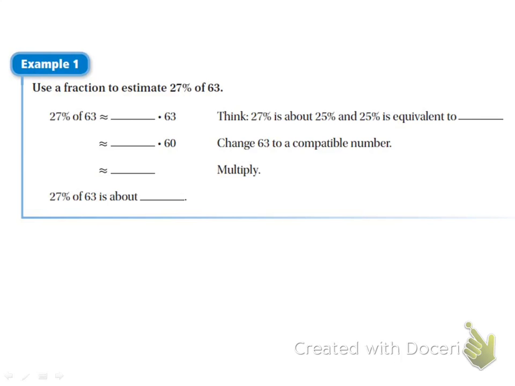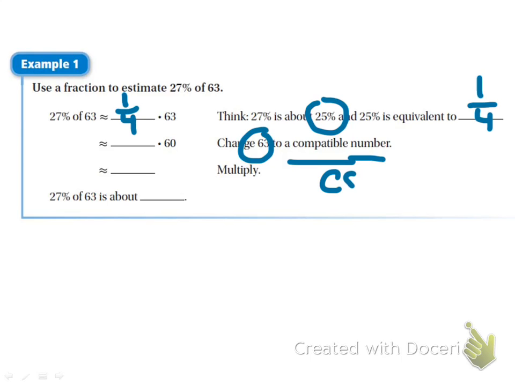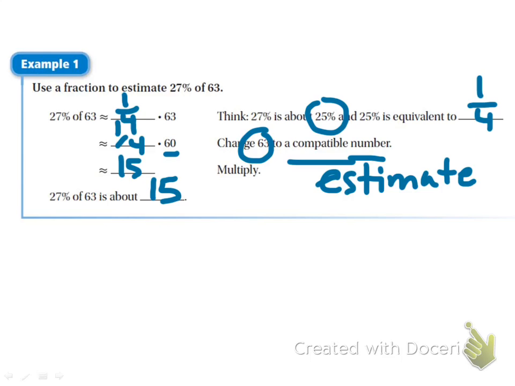Well, think of 27% as about 25%, which is equivalent to 1/4. So 1/4 times 63. Change 63 to a compatible number. That just means estimate. So we want to estimate 63, and it's closer to 60 than it is to 70. So we change it to 60. So 1/4 times 60 is 15. So 27% of 63 is about 15.